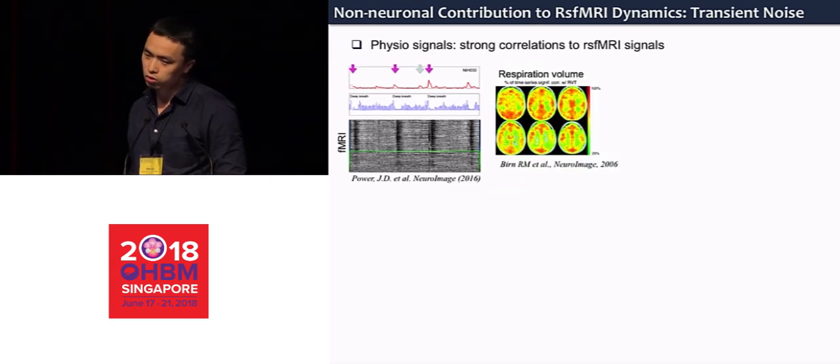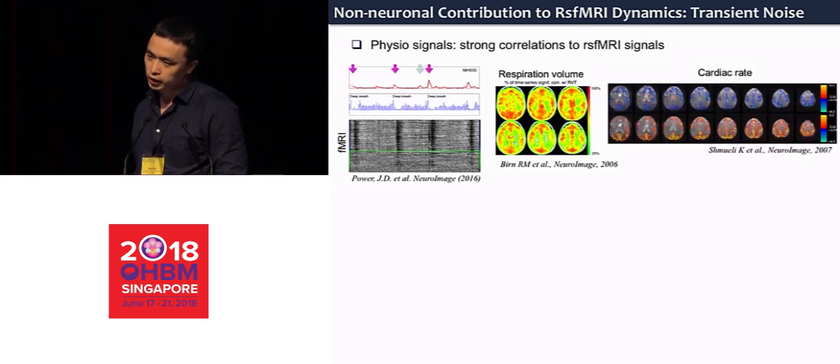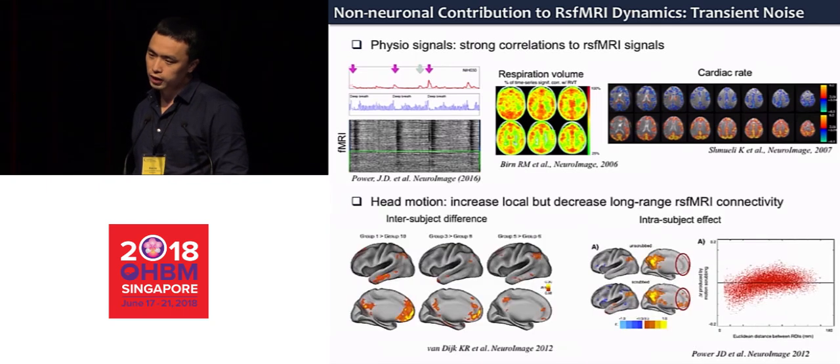People then found the correlation between the respiration value and the resting state fMRI. That's the same thing for the cardiac rates. And later, people found that head motion also can increase the local but decrease the long-range resting state connectivity. That's true for both the intra- and inter-subject analysis.